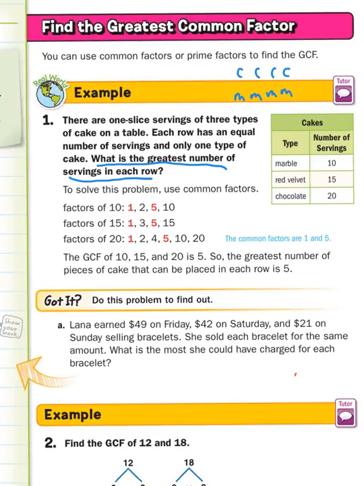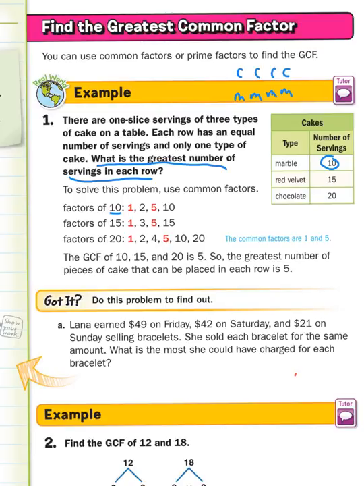All right, now this method is good if you're good with thinking of all the numbers that go into something. So let's start with marble. There's 10 servings of marble. So we're going to list all of the numbers that go into 10. So we have 1 times 10, 2 times 5. They equal 10. We're going to do the same with 15. 1 times 15, 3 times 5. And with 20, 1 times 20, 2 times 10, 4 times 5.